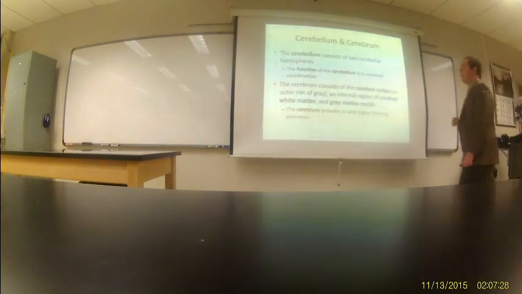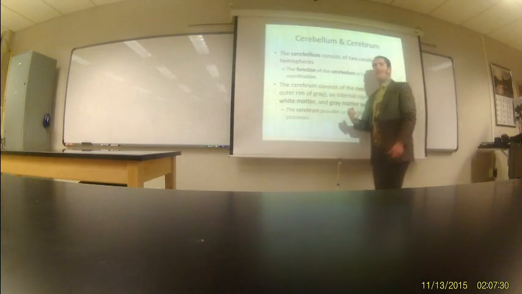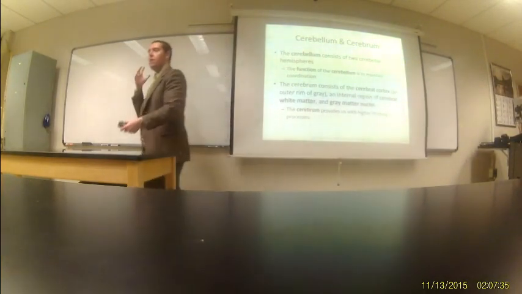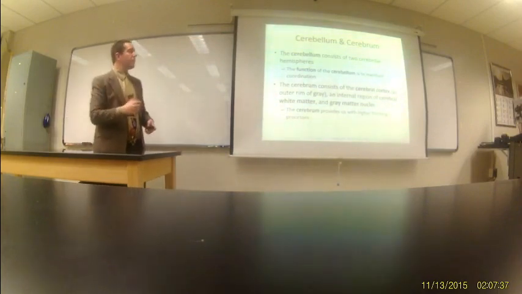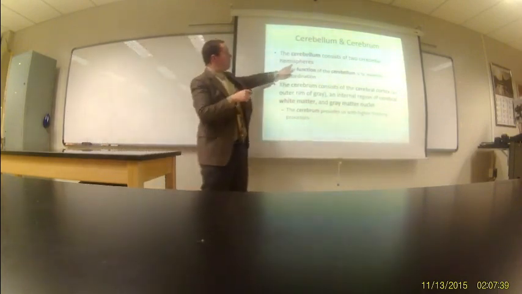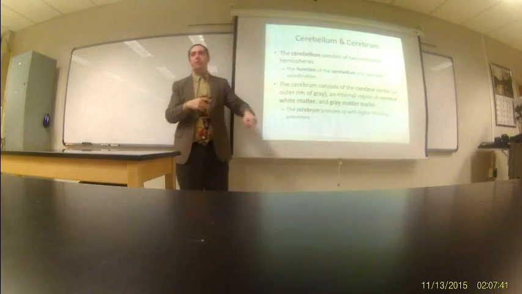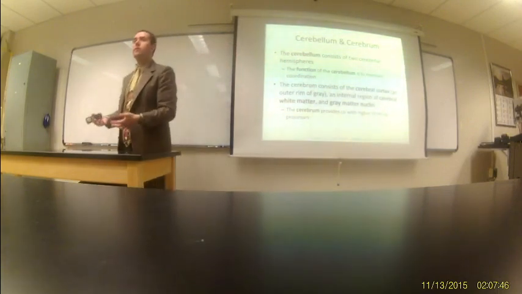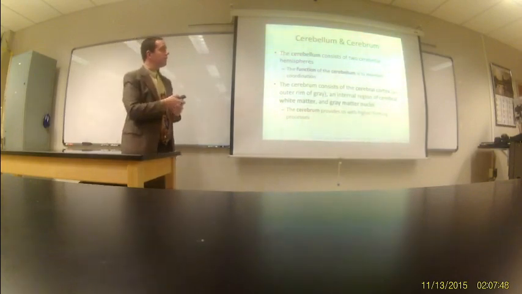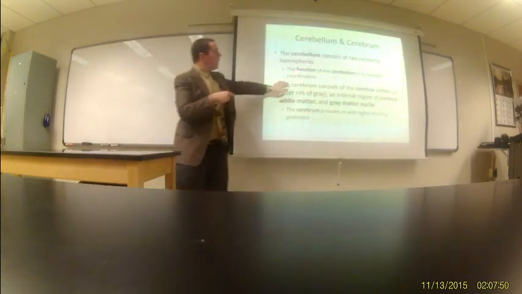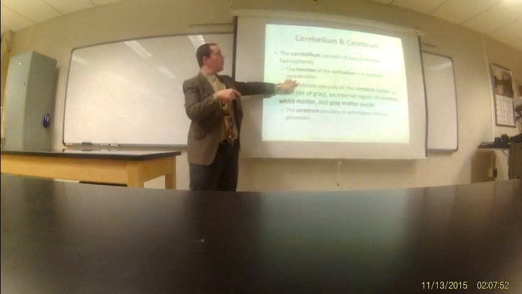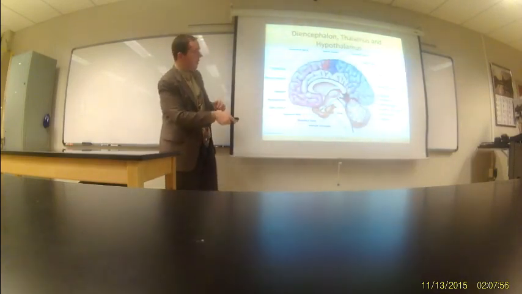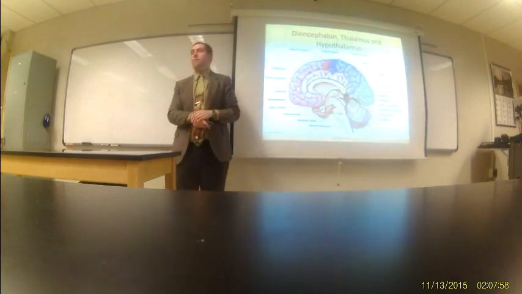So then we have the cerebellum and the cerebrum. They make up the bulk of our brain. They are the largest parts of our brain. Like we said, the cerebellum has two hemispheres. They're called cerebellar hemispheres because they're hemispheres of the cerebellum. The cerebellum is for coordination. Remember, the cerebellum is this extra little brain coming off the back.